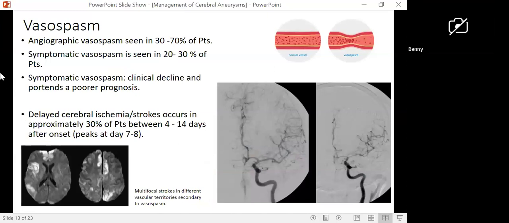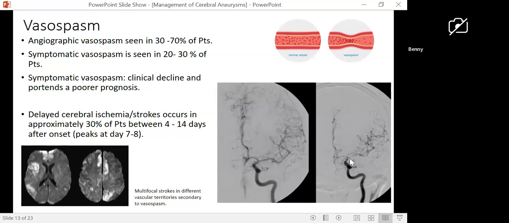Up to 70% of patients can develop vasospasm, which is just constriction of the blood vessel, and sometimes 30% of the time this can be symptomatic. So if you look at this angiogram here, this is the patient's left carotid artery, middle cerebral artery, anterior cerebral artery. So the patient's eyes are here and here. The patient's nose is here. So if the patient develops vasospasm, this normal blood vessel will look like this.